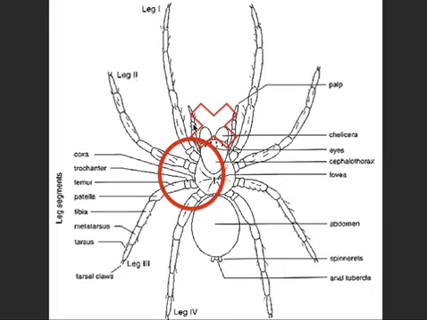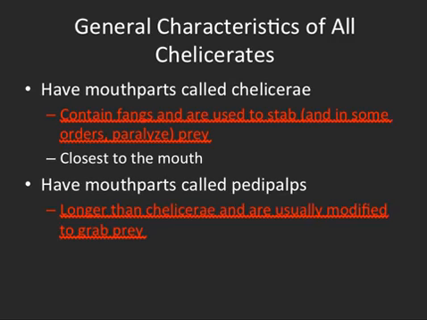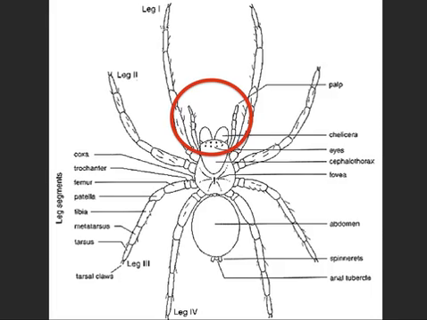You'll notice that this may look like a leg to you, or maybe even this, but they're different body parts and they're not used for walking, and we'll talk about them in just a second. So they have mouth parts called chelicerae, and the chelicerae contain fangs and are used to stab and in some orders paralyze the prey, and they are closest to the mouth. And then they also have mouth parts called pedipalps, and they are longer than the chelicerae and are used to grab prey. Here's that diagram again.